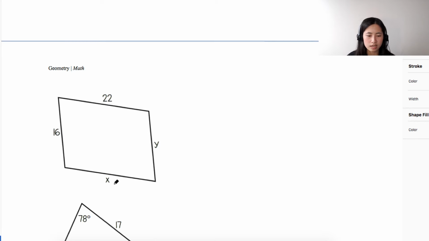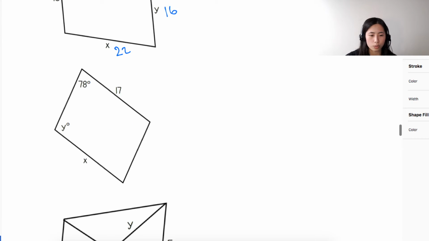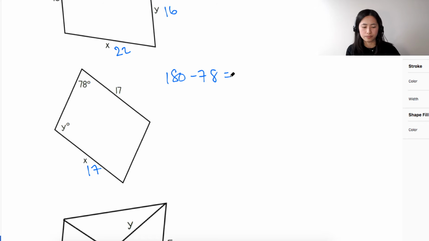I think this is pretty straightforward because it's a parallelogram, so the opposite sides must be congruent. Therefore, for x, this is 22, and for y, this is 16, because opposite sides are congruent. This one is the same thing. This is 17. And because you know that this is 78 degrees, in order to solve for y, this would be 180 minus 78, which gives you 102. So this is 102 degrees.